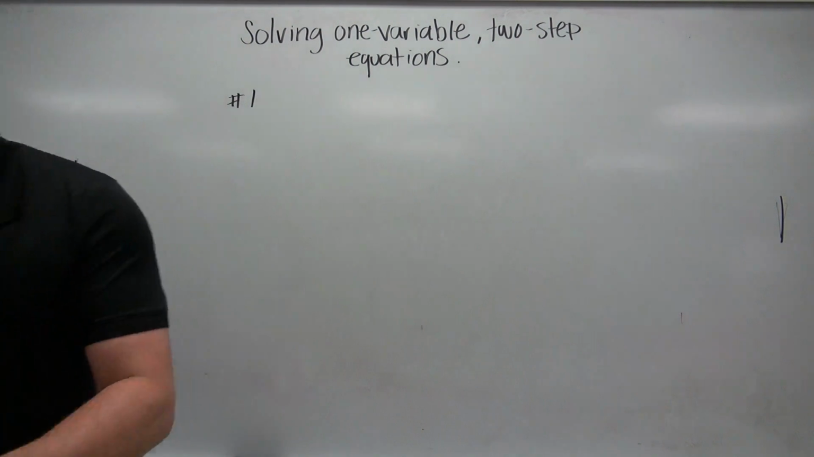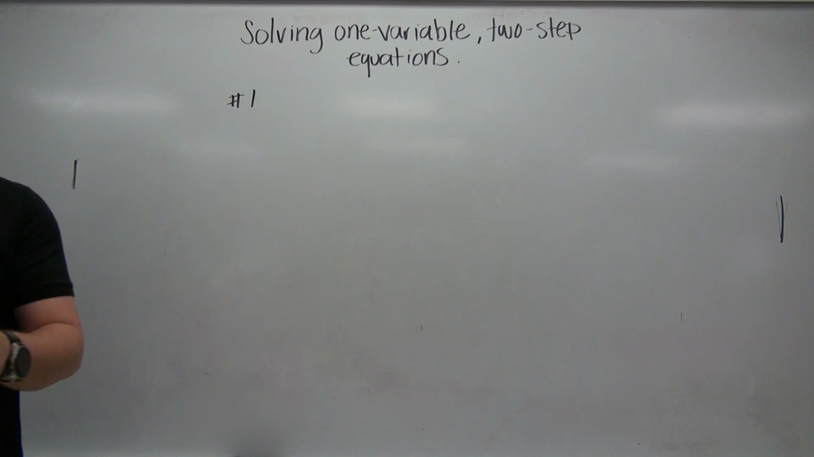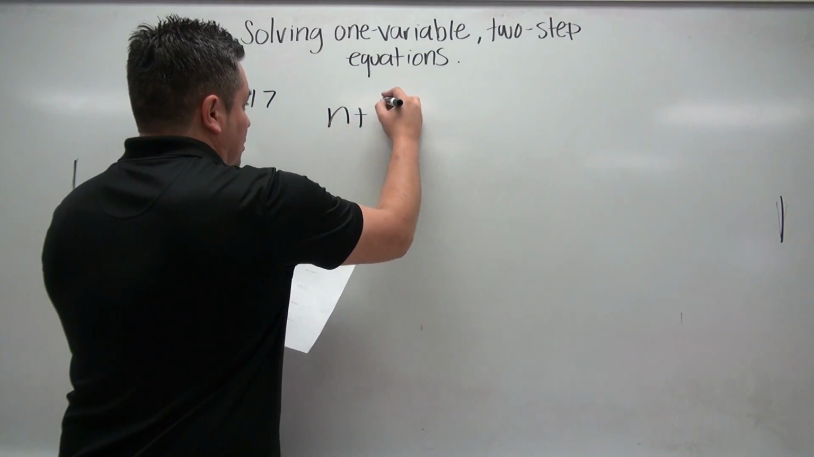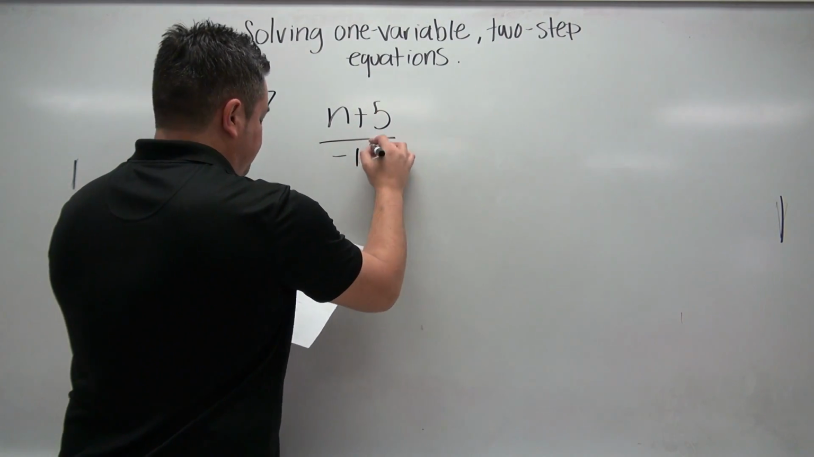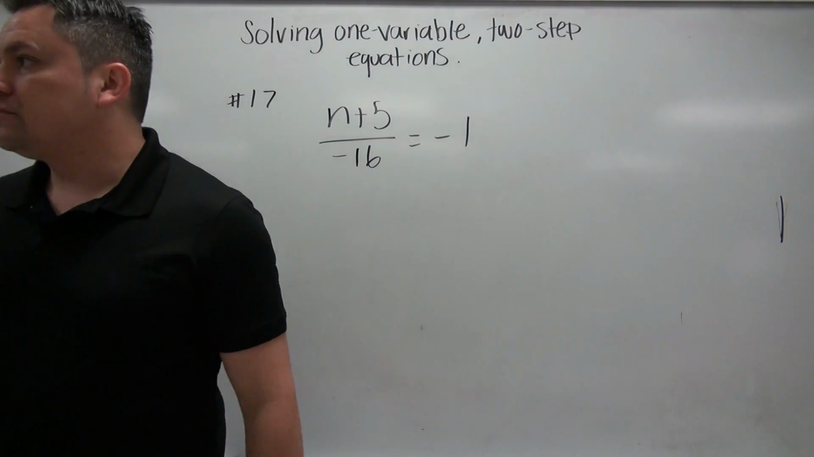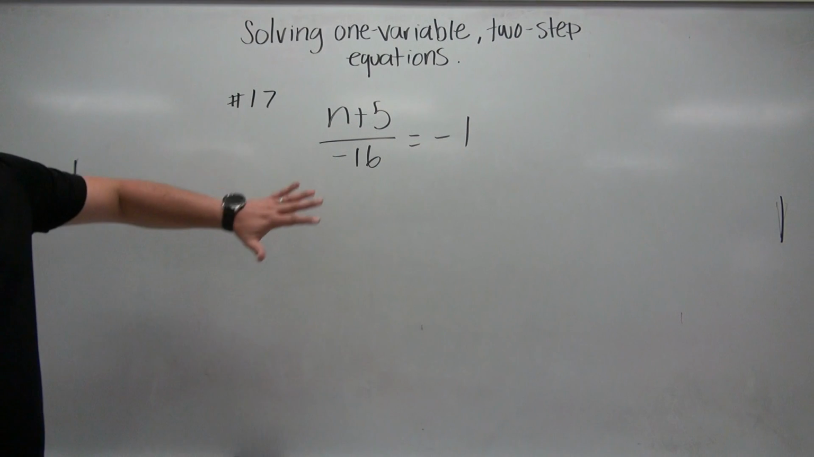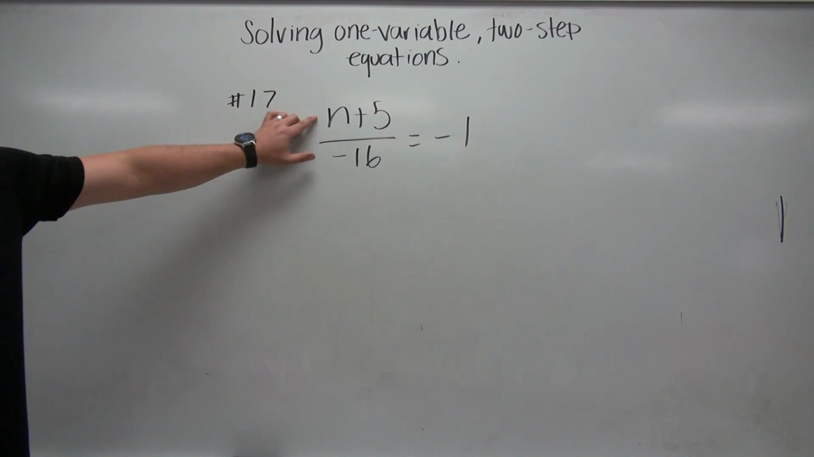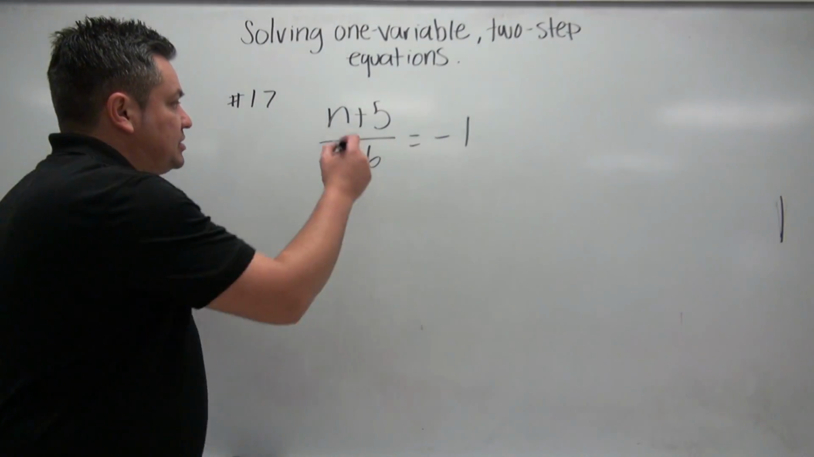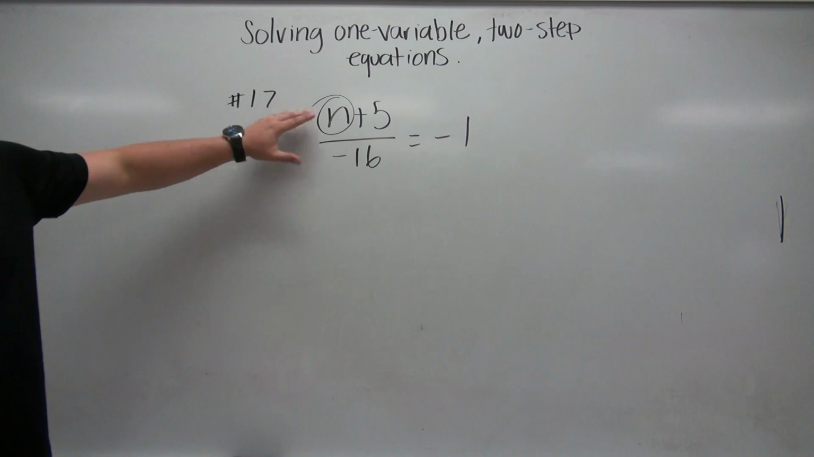Number 17. Let's see what we have on 17. We have n plus 5 over negative 16 equals negative 1. Okay, that's number 17. We're going to approach this the same way. We have to get rid of everything that is farther away from n. This is what we're isolating. We're isolating n.